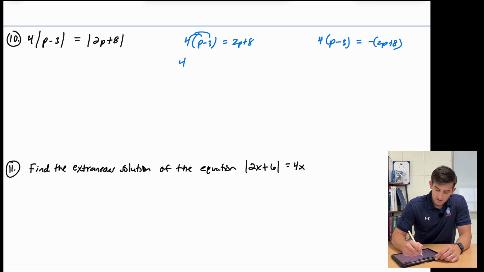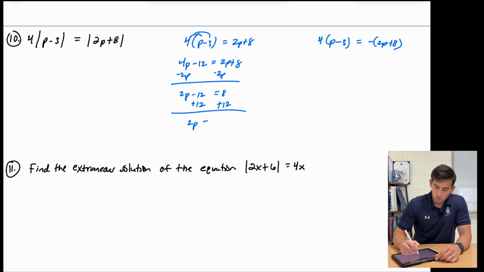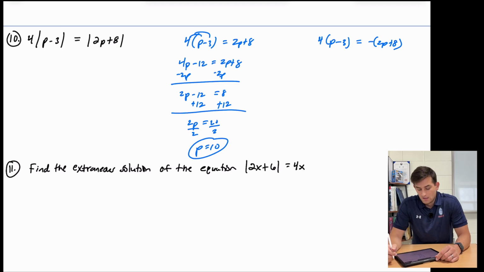Okay, so I have the opposite of 2p plus 8. So once we distribute here, we would have 4p minus 12 is equal to 2p plus 8. And I'm going to subtract 2p. So 2p minus 12 equals 8. Let's add 12. So we get 2p is equal to 20. We divide both sides by 2, and we get p is equal to 10. All right, now let's do the other one.